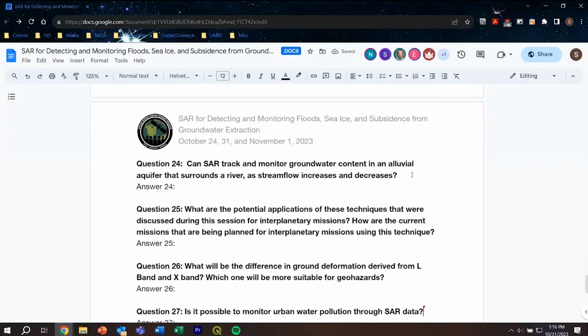Can SAR track and monitor groundwater content in an alluvial aquifer that surrounds a river as stream flow increases and decreases? You might be able to measure variations in groundwater due to river flow, but I suspect the amplitude of those variations are much smaller than what we can measure with InSAR.